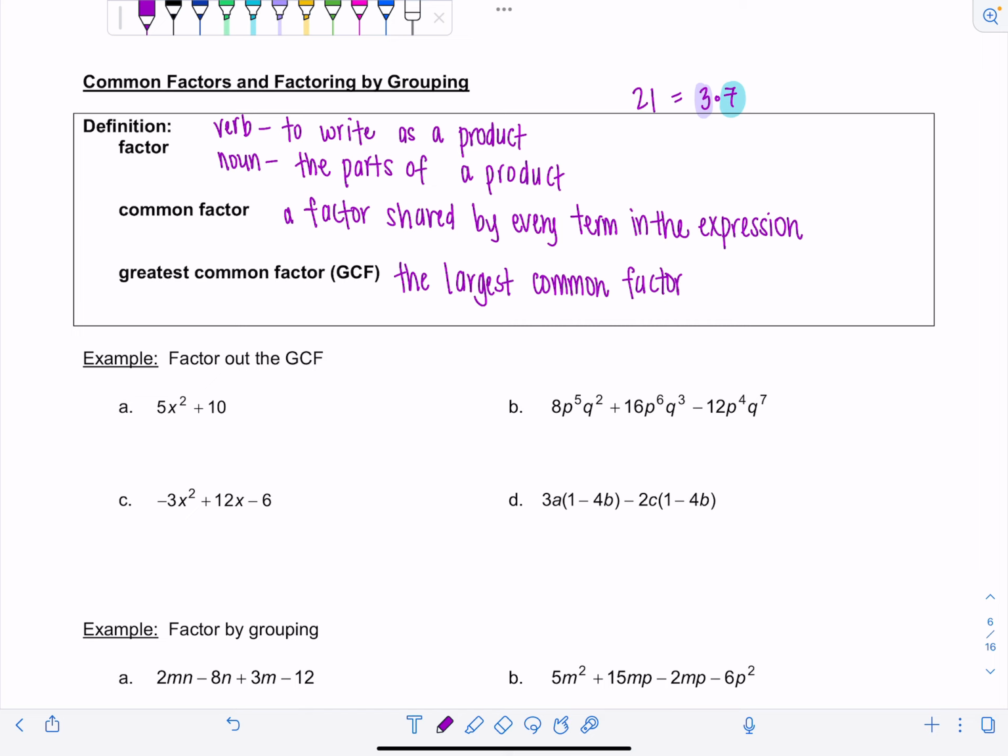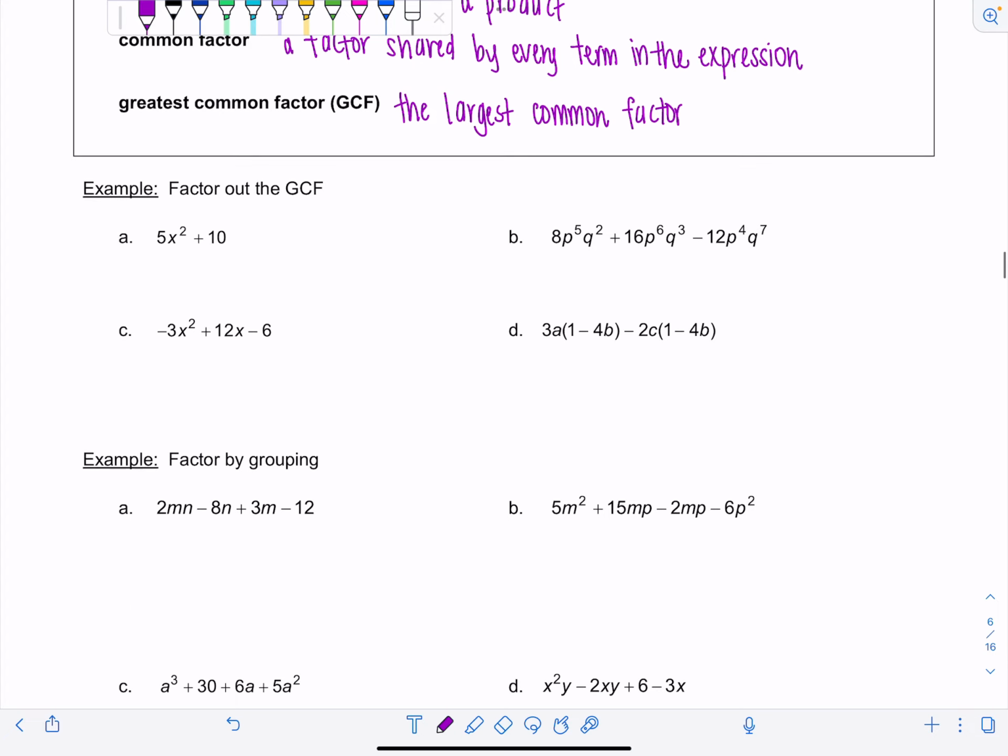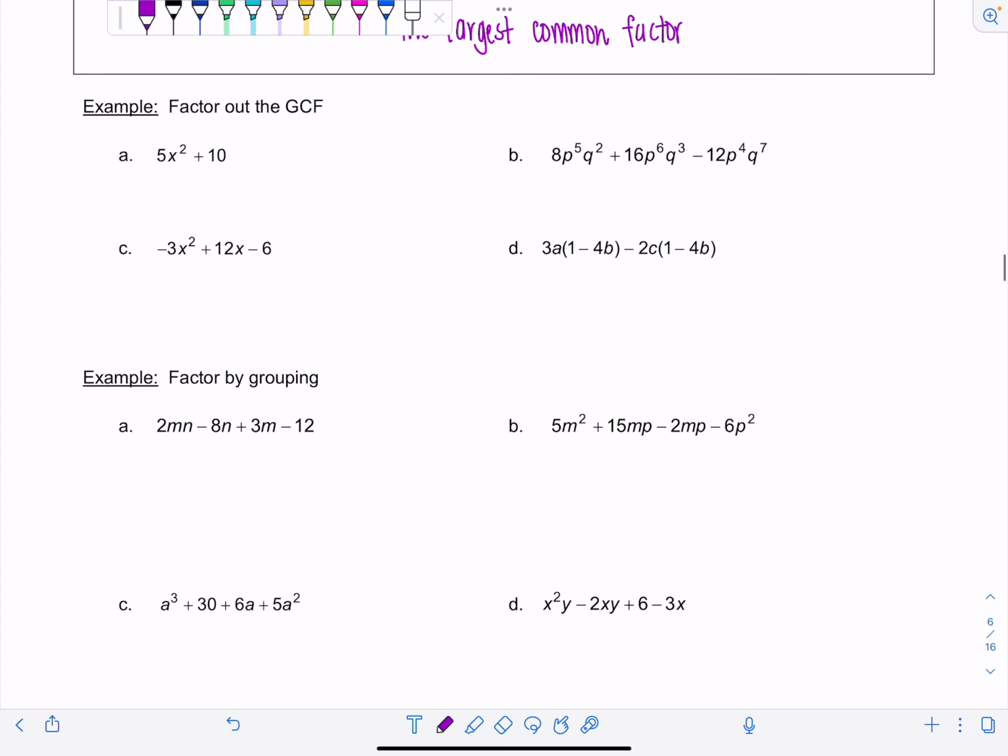Okay, so let's look at some examples here. Factor out the GCF, the greatest common factor. Example A, we've got two terms, 5x squared plus 10. So what can I take out? What's the largest quantity I can take out from both 5x squared and 10? Well, I can take out a 5. I can't take out a 10 because I can't take out 10 from 5x squared. And I can't take out any variables because 10 doesn't have any variables. So the GCF is 5, you factor it out, and then you put parentheses.